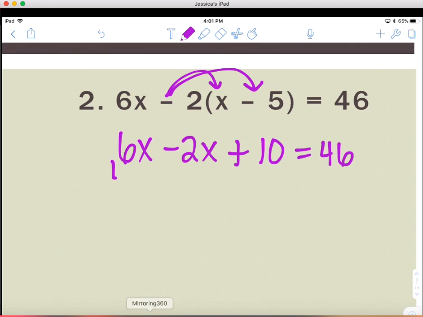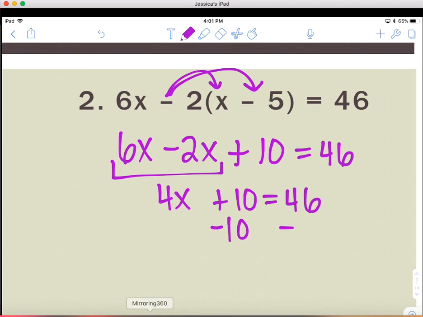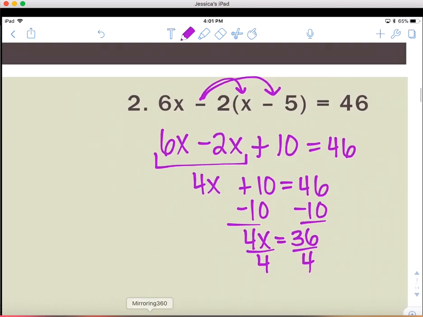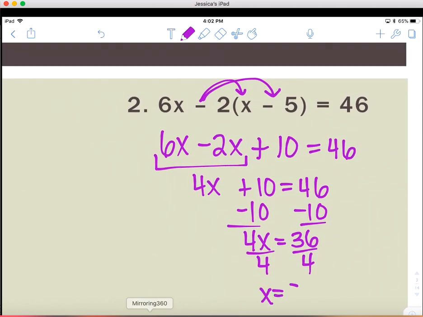From here, I'm going to combine like terms. 6x minus 2x is 4x. Now I'm back to my two-step equation. I'm going to subtract 10 on both sides. Then I'm going to divide by 4. So your final answer for number 2 is x equals 9.